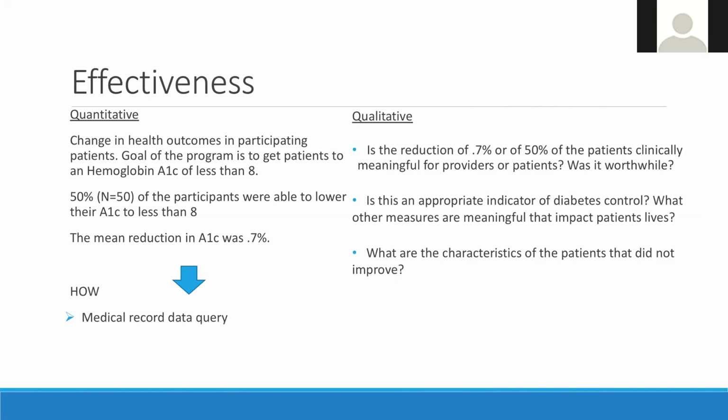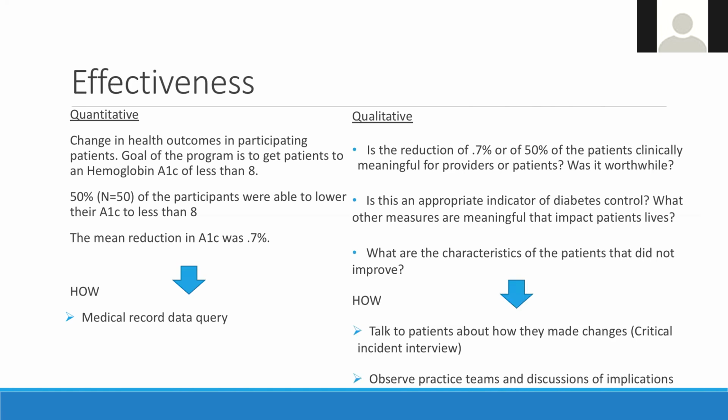So we can get lab values and look at the medical record for that. But what we don't know is, is a 0.7% reduction or having 50% of the patients reduce their A1C clinically meaningful for anyone? What does that mean to the patients? Is that worthwhile for them? Is this enough of an improvement that the providers are going to be interested in this? Is A1C even an appropriate indicator of diabetes control? Whether their measures are meaningful and impact patients' lives? What are the characteristics of the patients that did not improve?